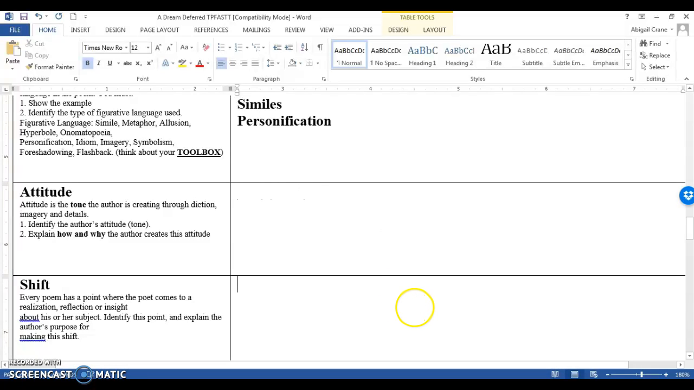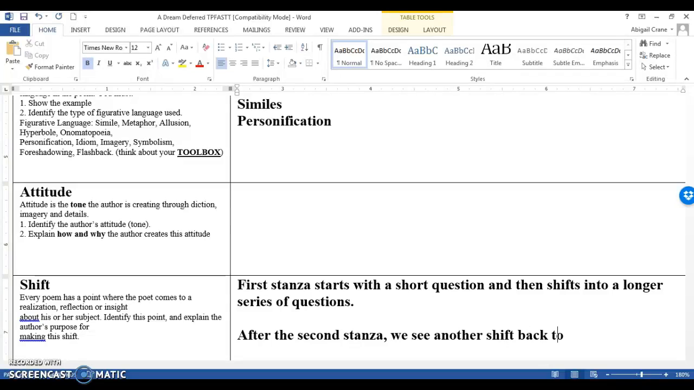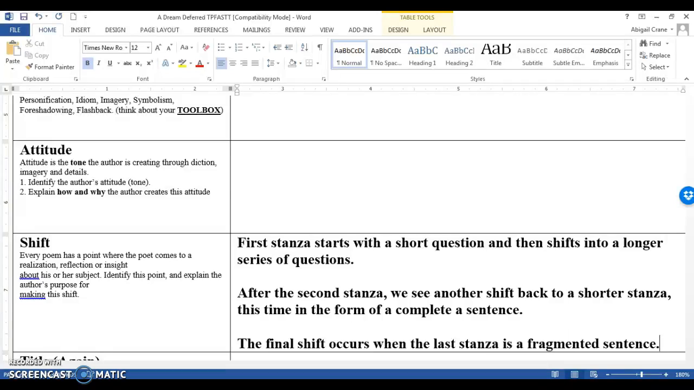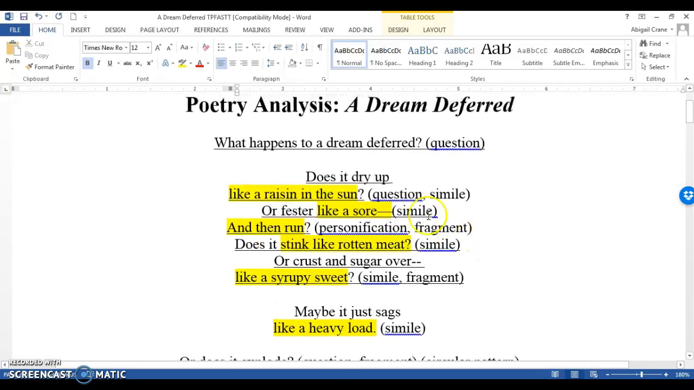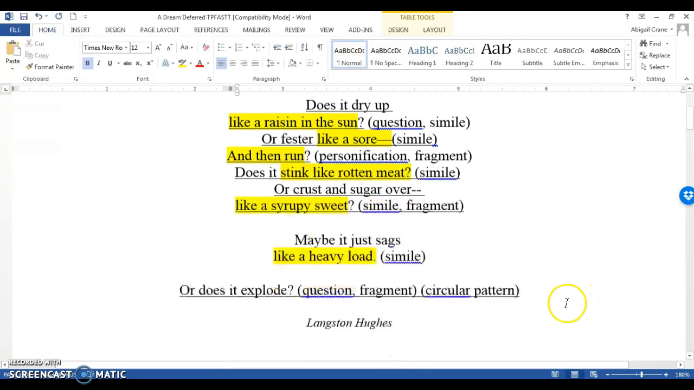So I'm going to say the first stanza starts with a short question and then shifts into a longer series of questions. And then after the second stanza, we see another shift back to a shorter stanza, this time in the form of a complete sentence. Then the final shift occurs when the last stanza is a fragmented sentence. So we can see how the author's changing over the course of the poem. Complete question, series of questions and fragments, complete sentence, and then a fragmented question.